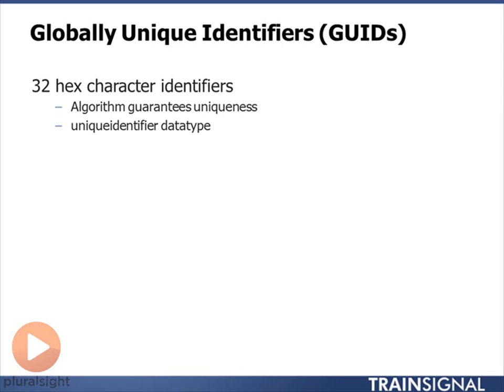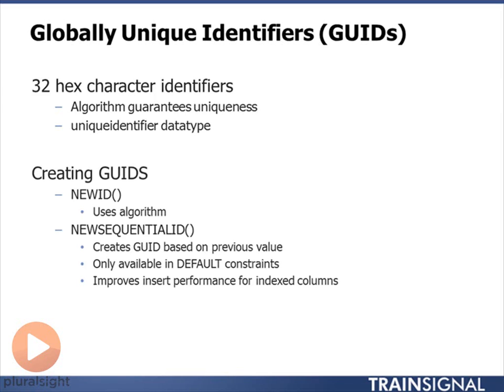Now, the goal of a unique identifier, sort of as the name implies, is to be globally unique. And there's an algorithm that is used to generate GUIDs that helps ensure that uniqueness. Now, SQL will support this by utilizing the uniqueidentifier data type. Now, if you want to generate a GUID, you can do so in one of 2 ways. One way is by utilizing the NEWID function, and that will use the aforementioned algorithm. Or you can utilize NEWSEQUENTIALID.